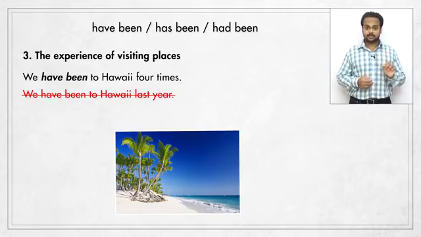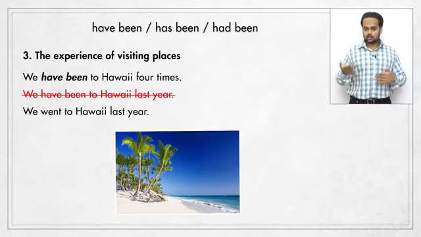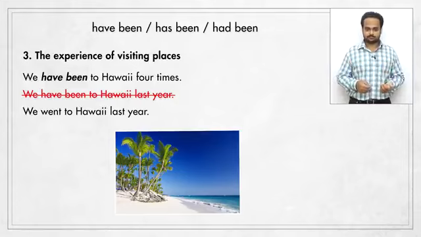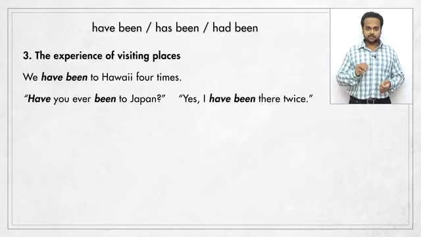That's a common mistake. If you want to say the specific time, you just say, we went to Hawaii or we visited Hawaii last year. When you say have been or has been, don't mention the time because you are talking about life experience. We also use this form in questions. Have you ever been to Japan? Yes, I've been there twice.